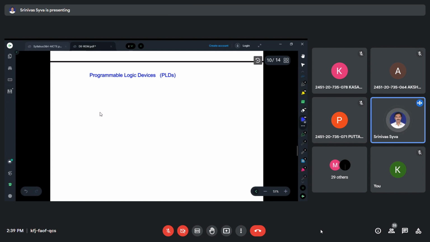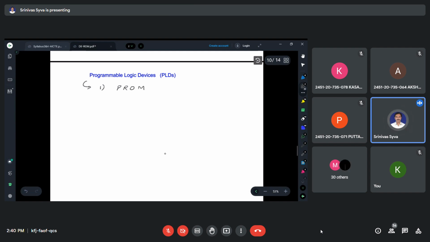There are two types of PLDs available. First, we have already seen programmable read-only memory. There are three types here. One is programmable read-only memory.